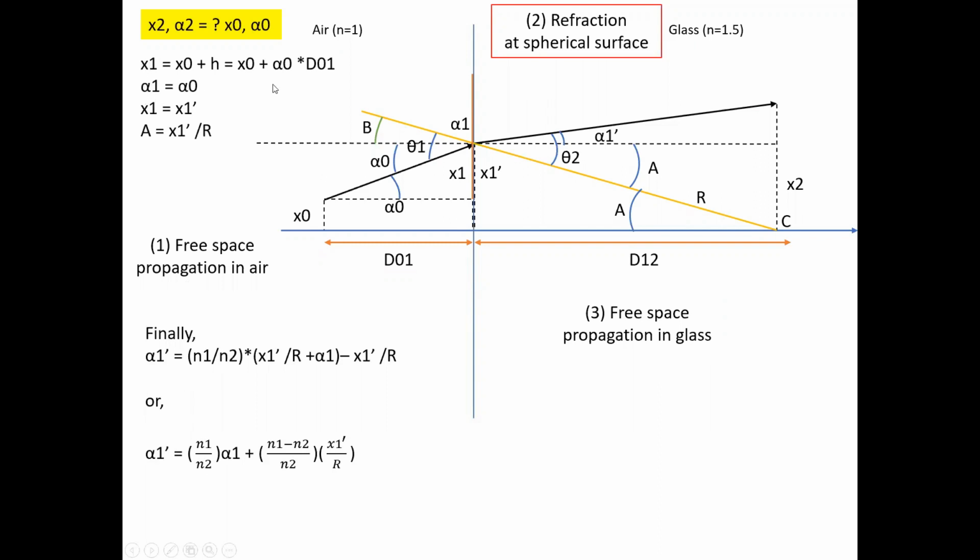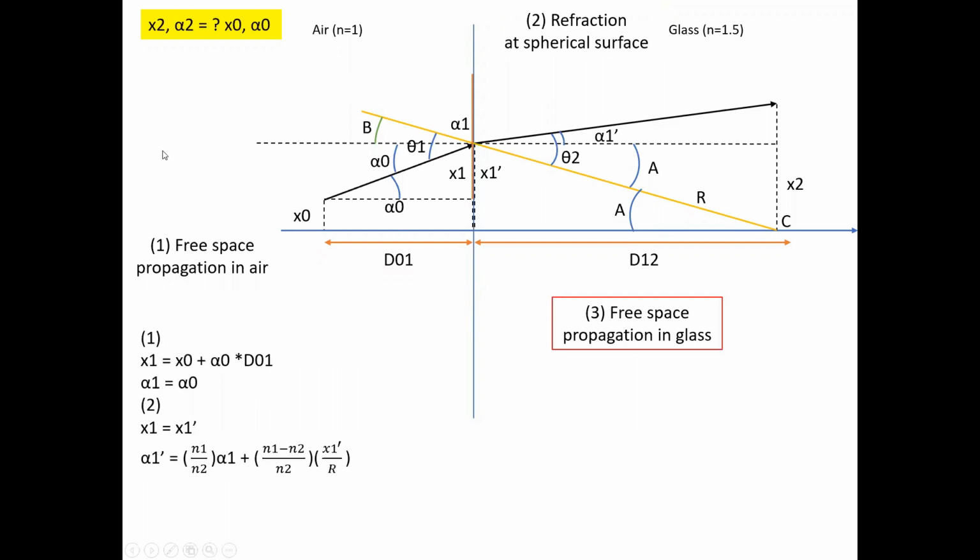Free space propagation equations were here, the height and the angle, refraction height and angle, done. So I save this over here. I ran out of space, so I basically moved everything down here. Okay, so next we have to do free space propagation in glass. It will be exactly the same as the previous time, just replacing the values with the new values.